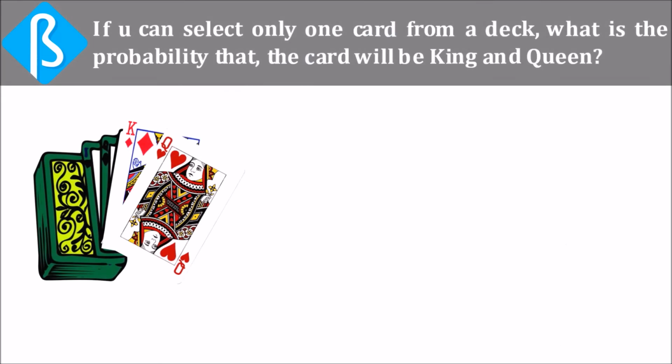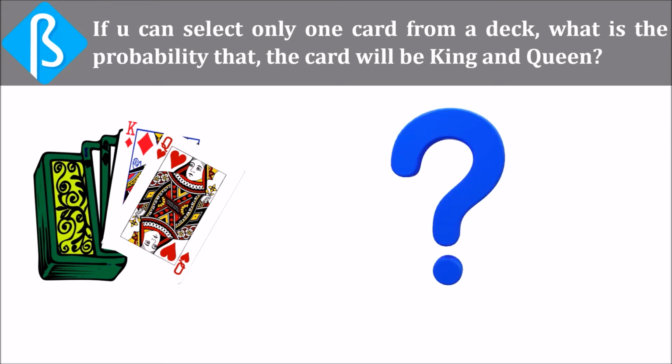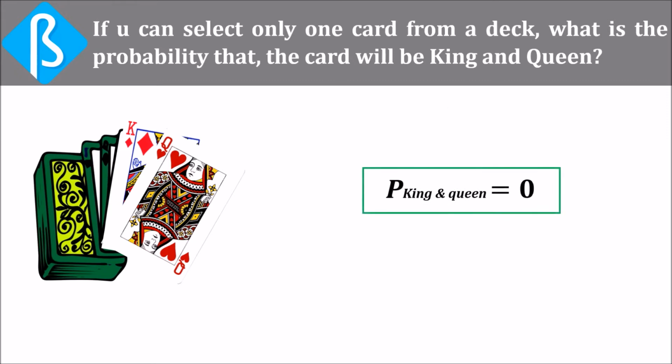Now let's go further and understand the addition rule. Answer this one. If you can select only one card from a deck, what is the probability that the card will be king and queen? Do you think there is any probability of it? No, of course not. It's impossible to have 2 cards at one chance. So, the probability is 0.